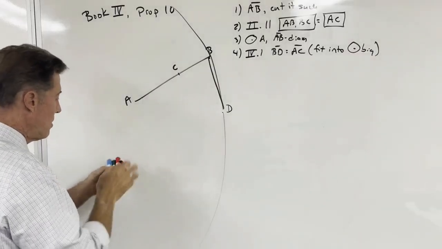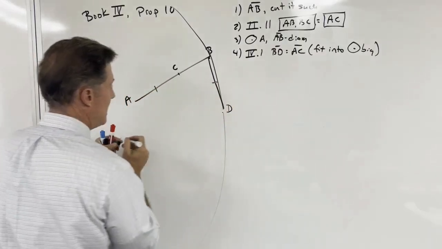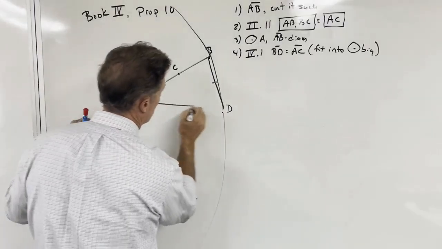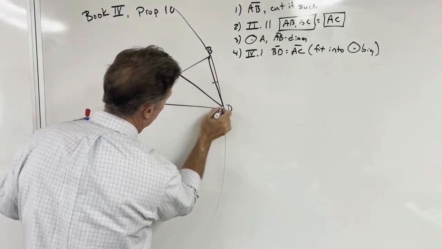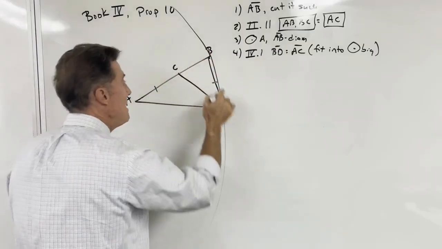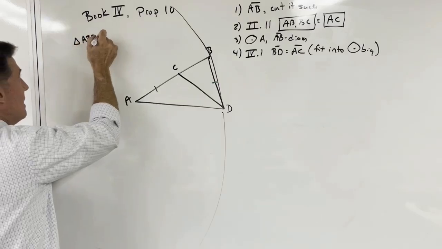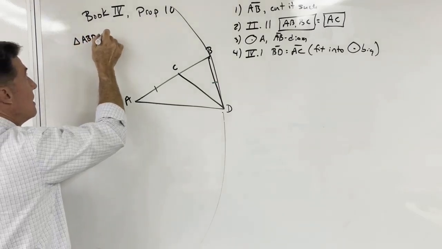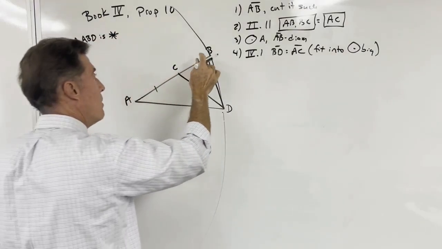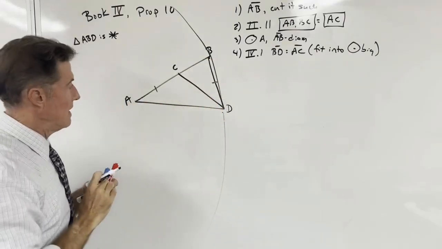Okay, so let's mark. We know that AC and BD are now equal. Now let's connect AD and CD. Now at this point we have what we're trying to do. Triangle ABD is the triangle that we're looking for. This is the triangle where we're going to prove that this base angle and this base angle is going to be double the angle at A.